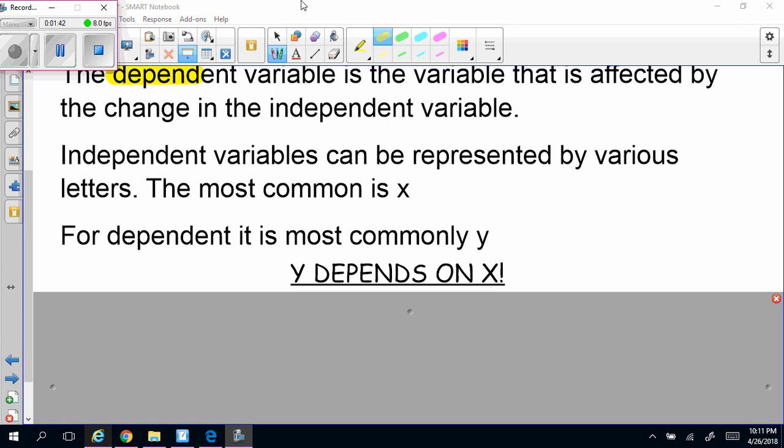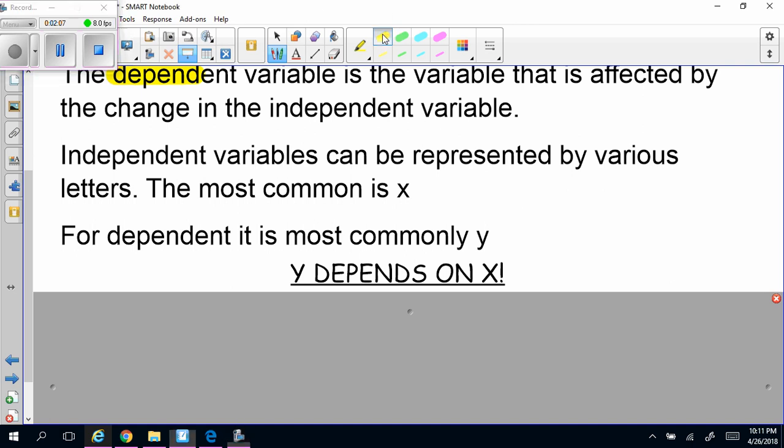Go ahead and write this down as well. Independent variables can be represented by various letters. The most common one is X. It could be H, it could be Z, it could be a star, it could be a heart, anything. But the most commonly used is X. Now for the dependent variable, the most commonly used is Y. But again, it could be any letter or symbol.